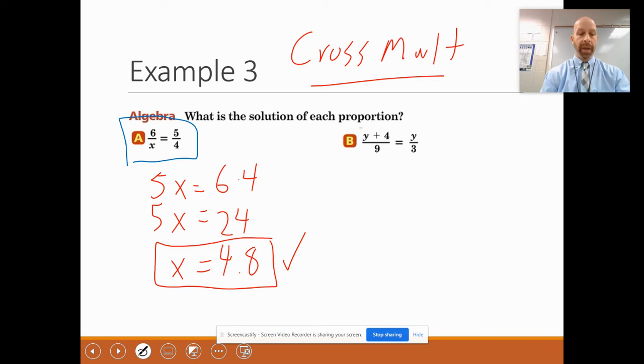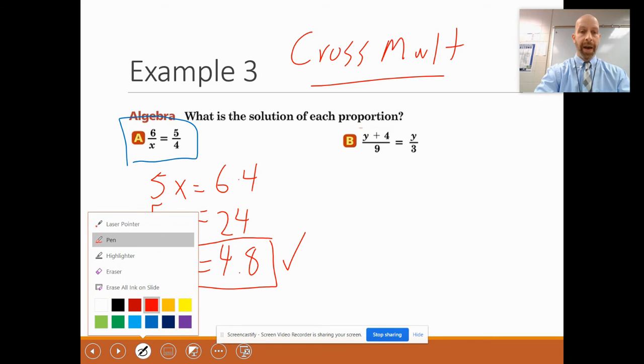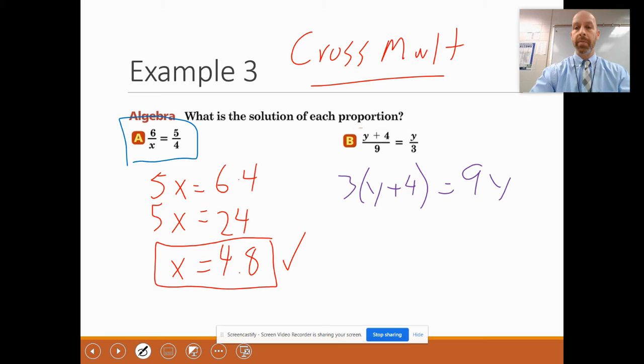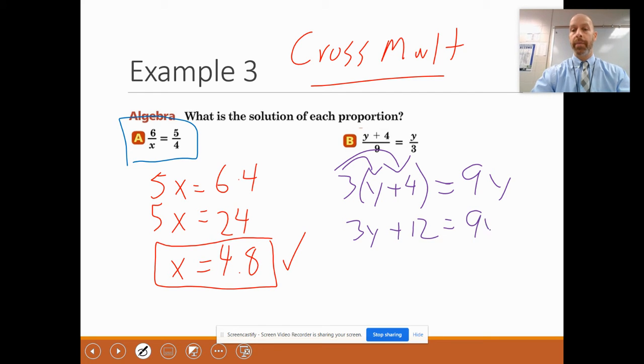All right. Now, the second one's going to be a little bit more work because I've put a little bit of algebra in there, more algebra than the first one. So again, we're going to cross multiply here. So we're going to have 3 times y plus 4 equals 9 times y. Now I could use the distributive property. There are other ways I could do this, but let's go ahead and use the distributive property here. So we're going to get 3y plus 3 times 4, which is 12, equals 9y.